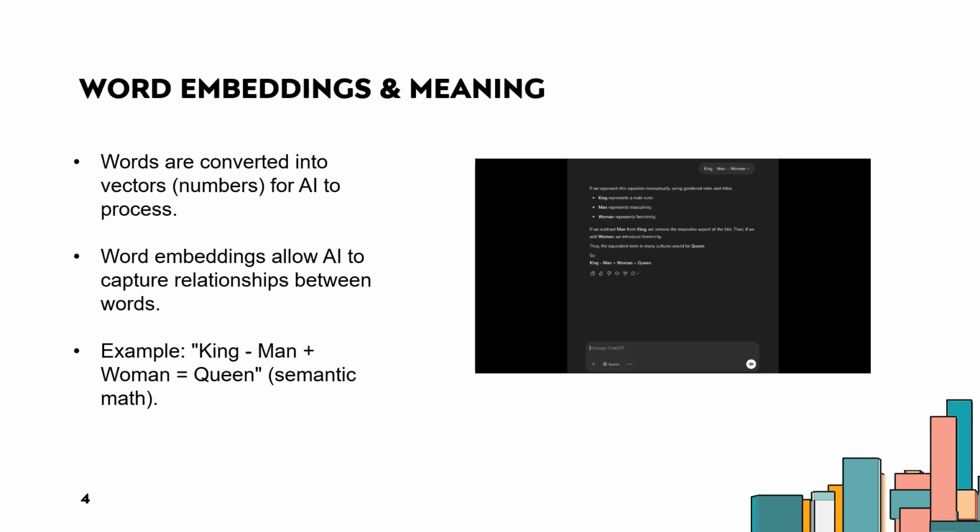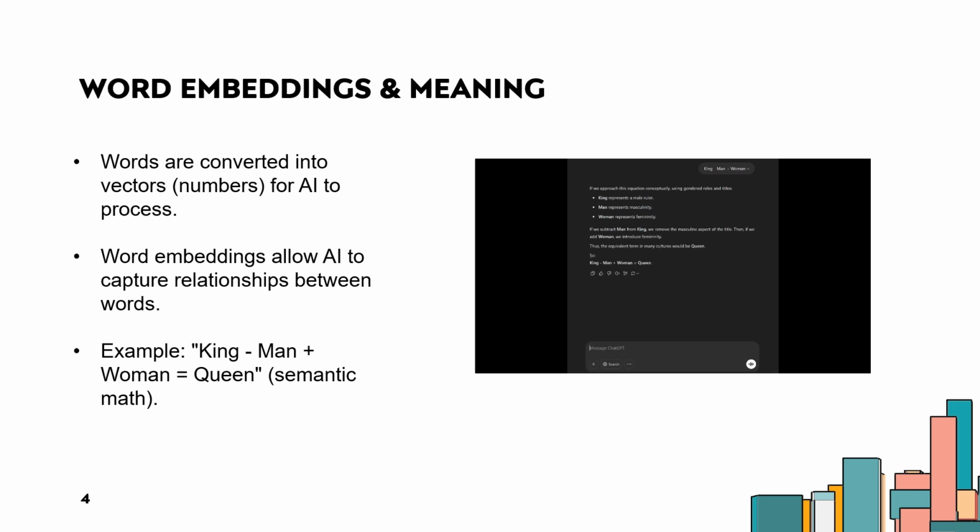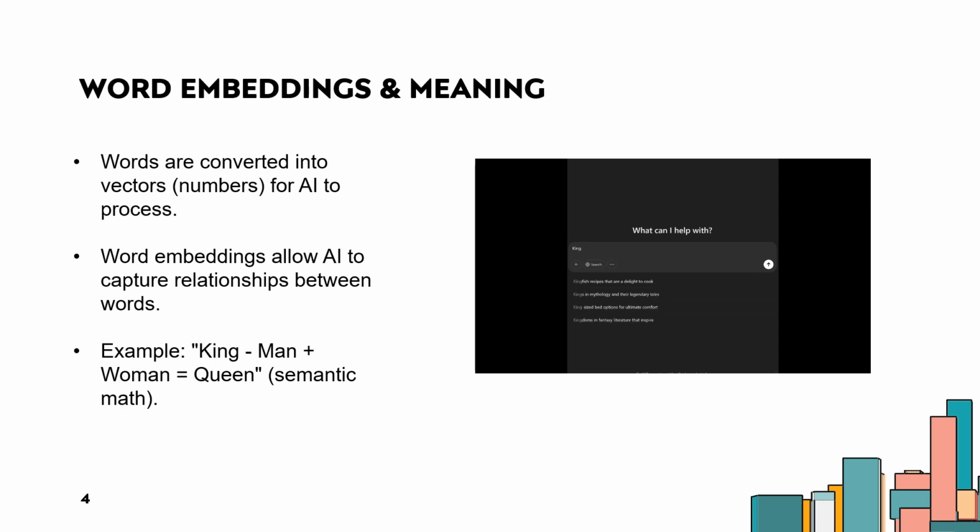That's pretty amazing. So here's an example. If you see the video, I was able to type king minus man plus woman equals, and it tells you king represents a male ruler, man represents masculine, and so on, and it finally came up with queen. That's amazing. So with woman, we get queen. It's as if the AI understands that queen is the female equivalent of king. That's pretty cool, right?